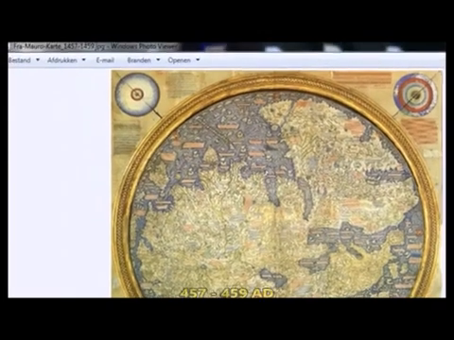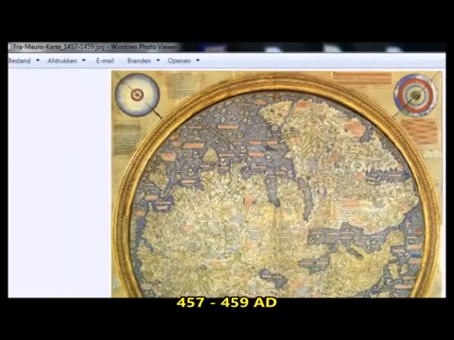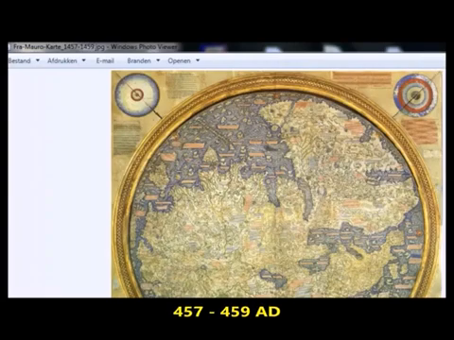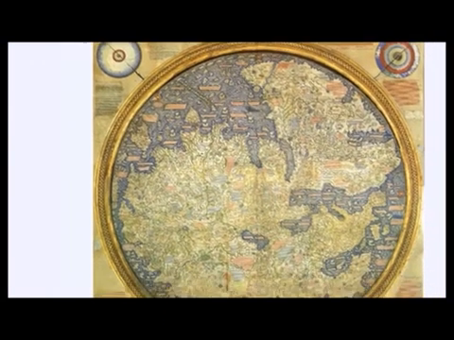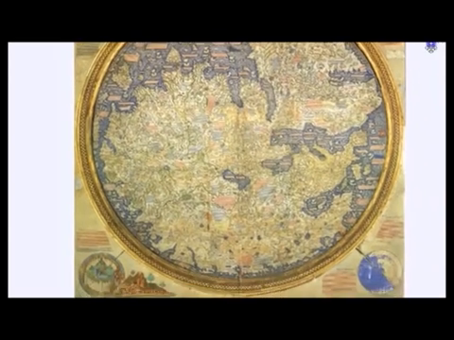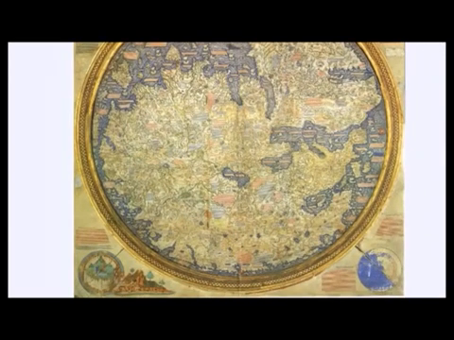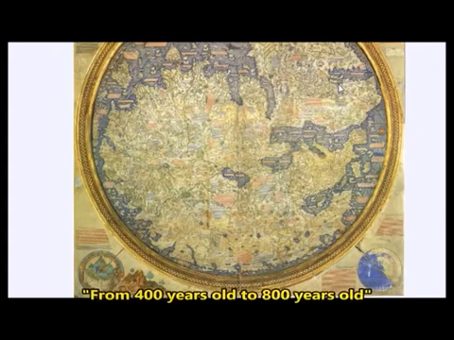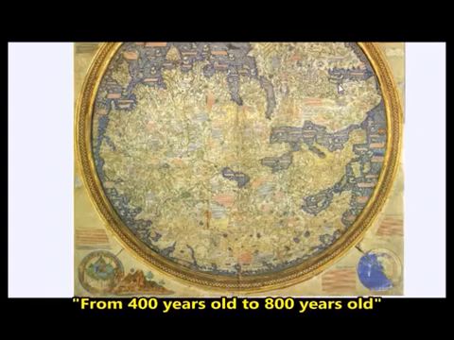Look at a map here from Frau Mar Karte, 457 through 459 AD. I've been going through several other old maps and you notice something strange about this map. Do you see here is Italy? This is the way I found several other maps, I'd say from anywhere from 400 years old to 800 years old.